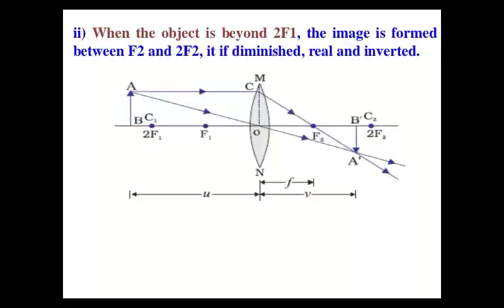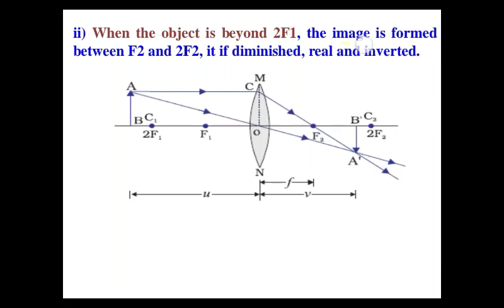Now the second case, when the object is beyond 2f1. Beyond 2f1 means if the focal length of the given convex lens is like 10 centimeter, then 2f1 will be 20 centimeter, twice of this. And if the object is placed at more than 20 centimeter, suppose the object is placed at 30 centimeter, we will consider that the object is beyond 2f1.